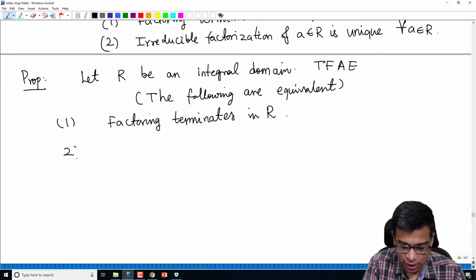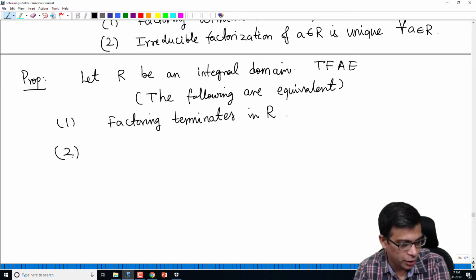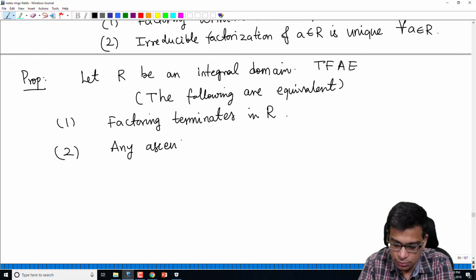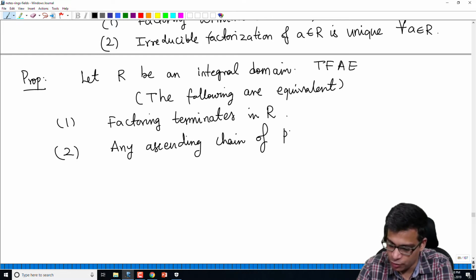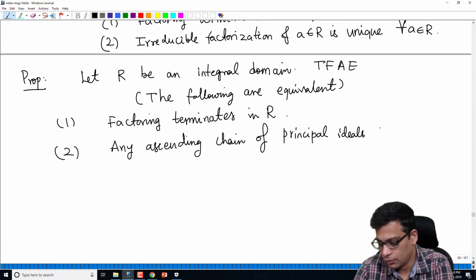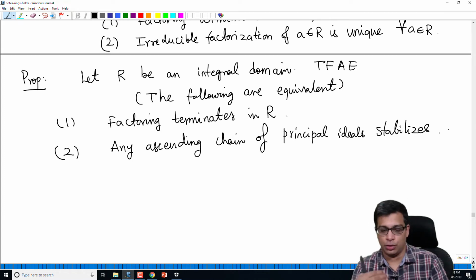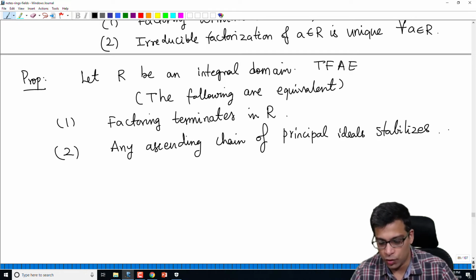Factoring terminates in R, which is what we are interested in finding out. And the second condition is that any ascending chain of ideals, not just any ideals, in fact I want any ascending chain of principal ideals, stabilizes. So this notation should remind you of the video when we were talking about Noetherian rings.